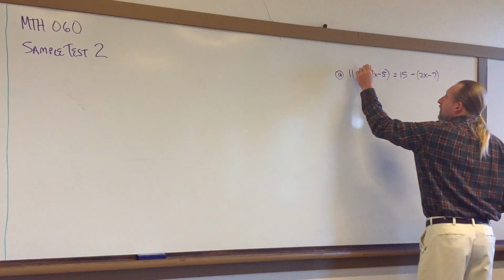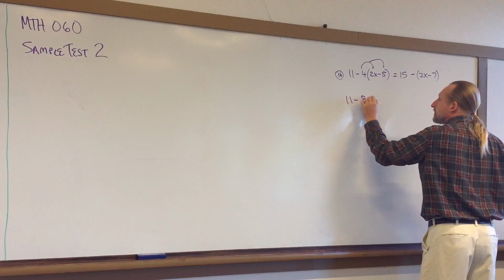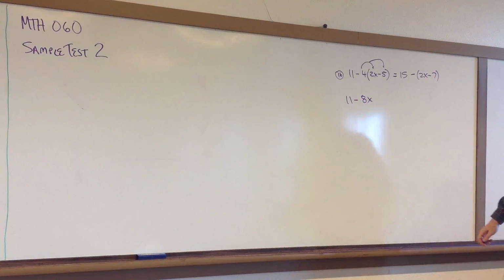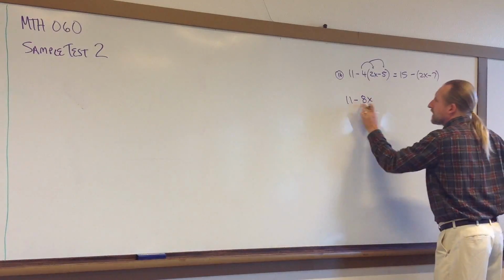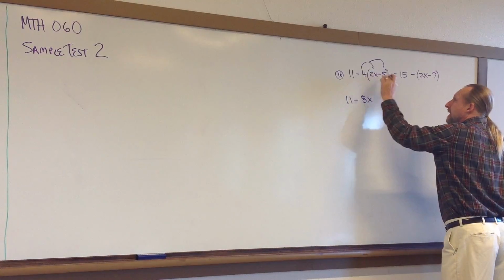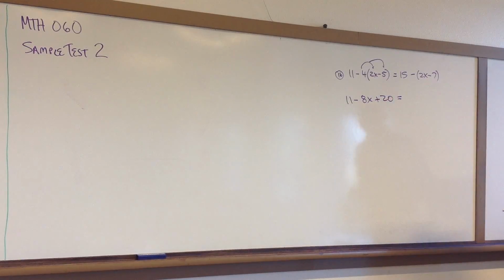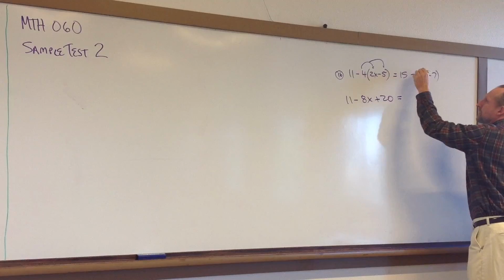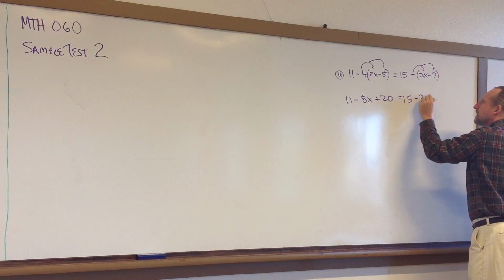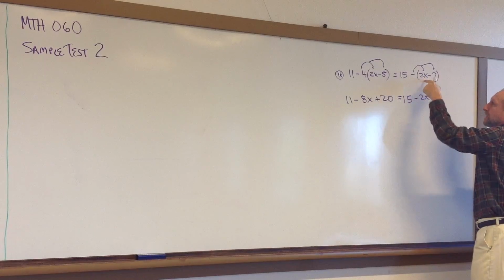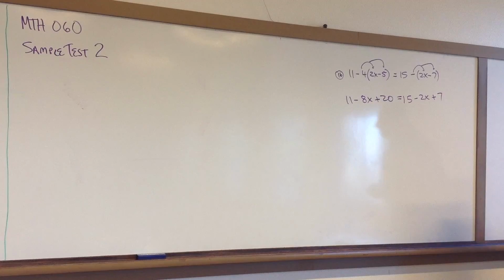So first off, we want to distribute that negative 4 into these parentheses. 11 stays the way that it is. So negative 4 times the 2x will give us negative 8x. Negative 4 times the 5 will make positive 20. Over here, we need to distribute this minus sign, or minus 1, into the parentheses. So it'll make this a minus 2x. It'll make that positive 7.